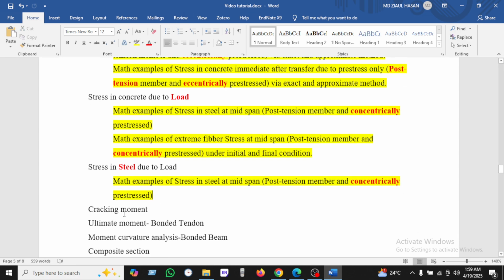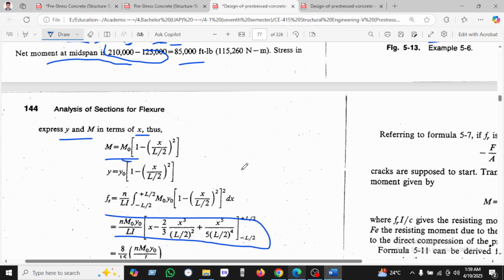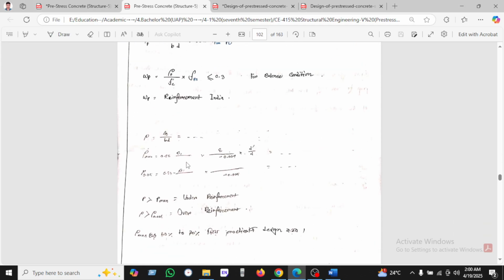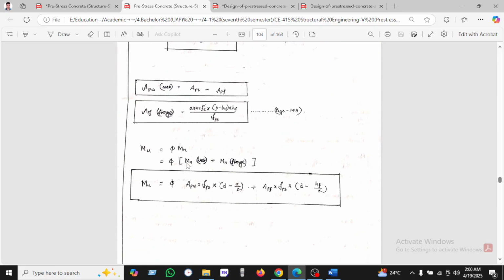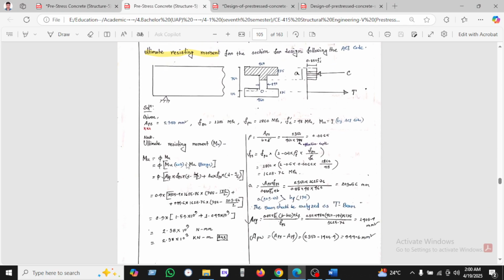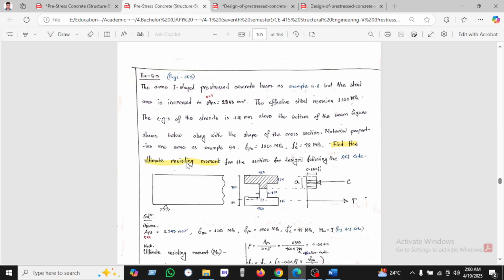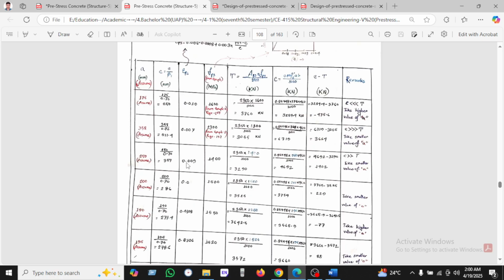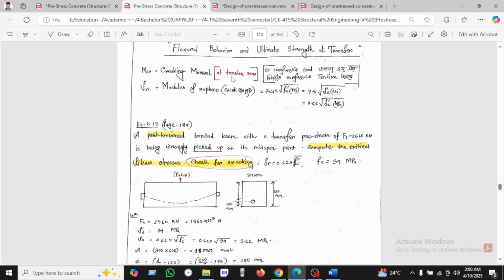These are the index. So now we can see the cracking moment and ultimate moment. So where is the cracking moment? This is the ultimate moment, unbonded. Moment curvature. Okay, these are the cracking moment.